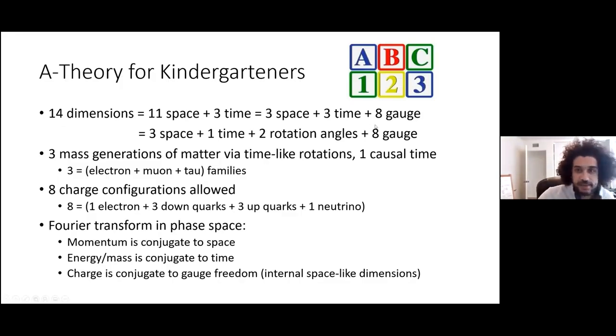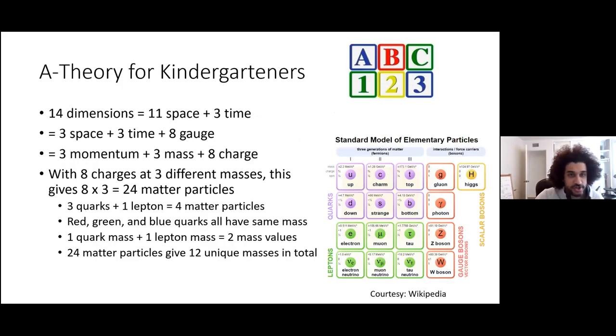And basically, the 8 dimensions here are related to the 8 charge configurations. And if you're an electrical engineer, maybe you've heard of a Fourier transform. Momentum and energy is conjugate to space and time. And we know that E equals mc squared. So that helps understand why the extra time dimensions are related to 3 mass generations. And basically, charge is conjugate to these gauge degrees of freedom, these extra spatial dimensions, such that we see that really these extra dimensions are just for this unified conservation law of energy, momentum, and charge.